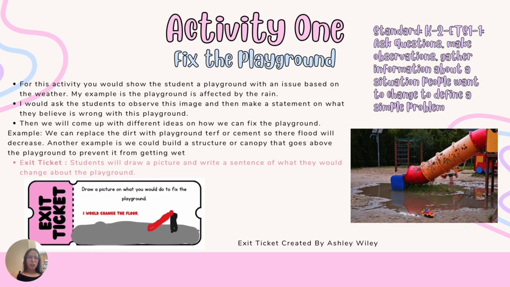And for the exit ticket, students will draw a picture and write a sentence of what they believe would happen to the playground. So there's that pink ticket at the bottom that I created, and it says draw a picture of what you would do to fix the playground, right? So for this example, the student drew, I would change the floor, and then there's a little slide, and then they drew cement on the floor. Of course, the question would only be on the ticket, and students would have to draw their own picture.